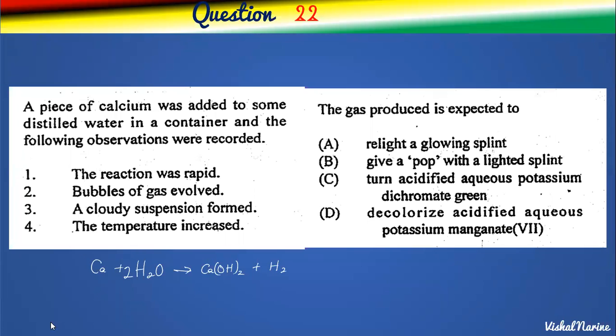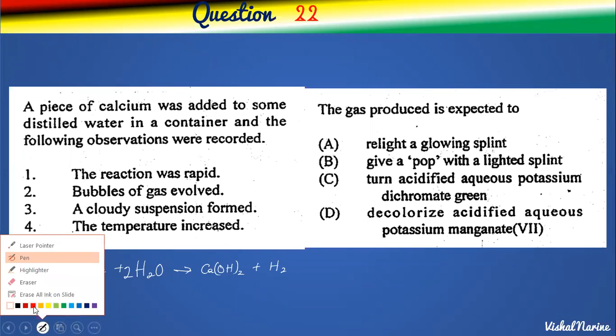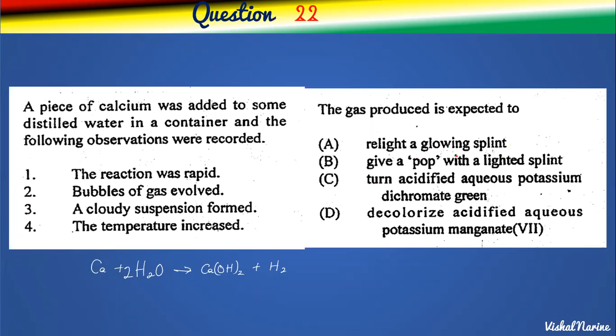So the first part asks you, the gas produced is expected to do something. Well, the gas produced is hydrogen gas, and the test for hydrogen gas is that you place a lighted splint at the top of the tube, and you will hear a pop sound. All right, so that is B. So 22 is B.